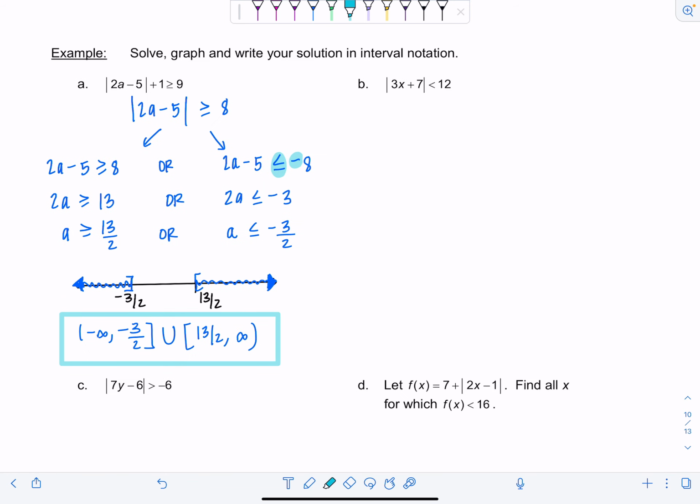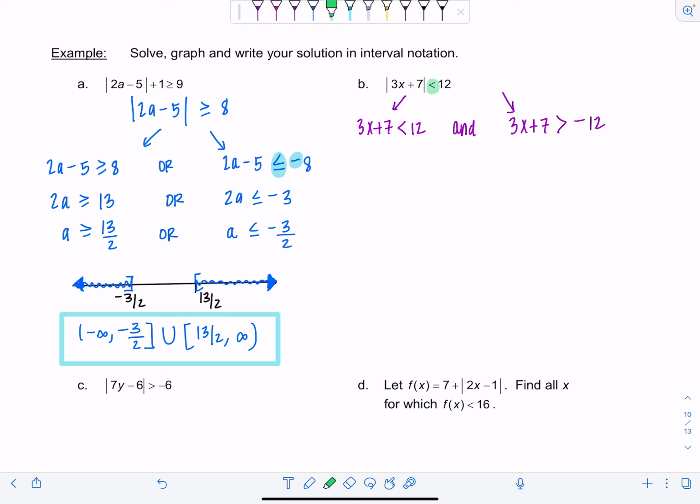So we have absolute value 3x plus 7 is less than 12. So here you go, two cases. First one, do nothing at all. 3x plus 7 less than 12. Second case, 3x plus 7 greater than negative 12. And what word goes in between? That's right, this time it's and. Why and? Because the absolute value was less than 12.